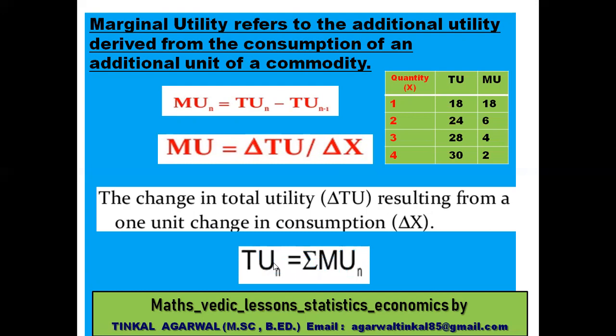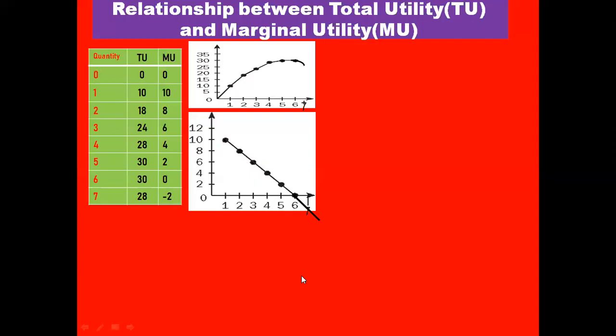We can find total utility by adding all the marginal utilities. So summation of marginal utilities gives us TU, that is total utility. Suppose we want to find TU for 3 units. We will add 18 plus 6 plus 4, which gives us 28. We want to find total utility for 4 units. So how do we find 30? 18 plus 6 plus 4 plus 2. That is, we will add all the marginal utilities. We get 30. So TUn is summation MUn.